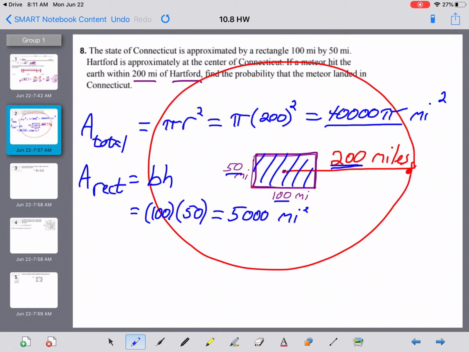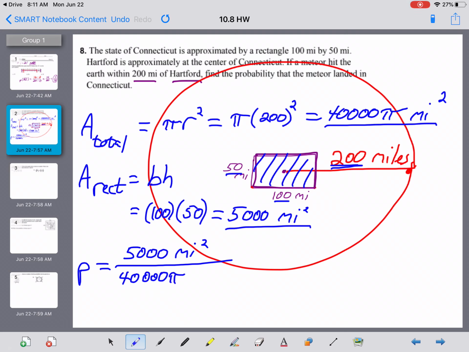So we know the total area of the circle here. We know the area of the rectangle. So now we want to know the probability of hitting that rectangle. So the general formula for this is desired area divided by total area. The region we want to know the probability of hitting is the state of Connecticut, which is 5,000 square miles. But the total area that it could hit is much, much bigger here. That is going to be 40,000 and a pi, don't forget that, square miles as well.